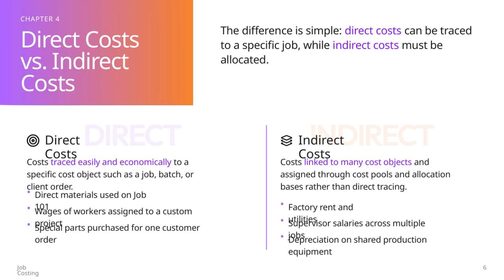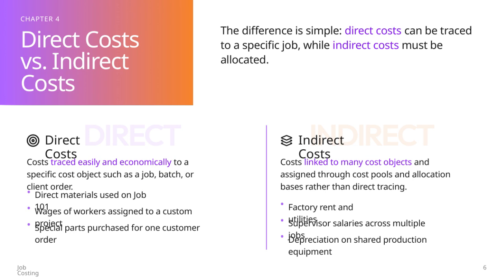In this section, we're going to focus on the key difference between direct and indirect costs. Direct costs are those expenses that we can trace directly to a specific job or project. For example, the materials used exclusively in Job 101, the wages paid to workers dedicated to a custom project, or special parts purchased for a particular customer order. These costs are straightforward to assign because they clearly belong to one cost object.